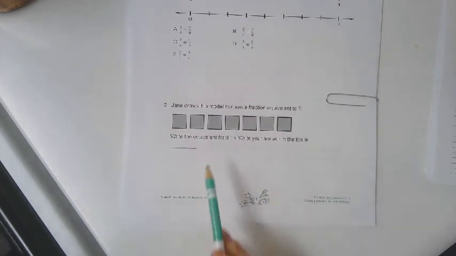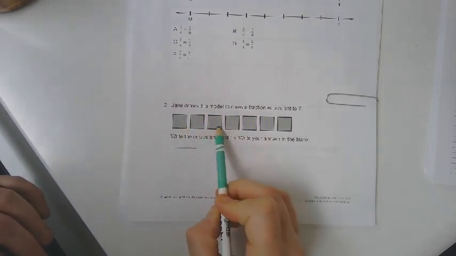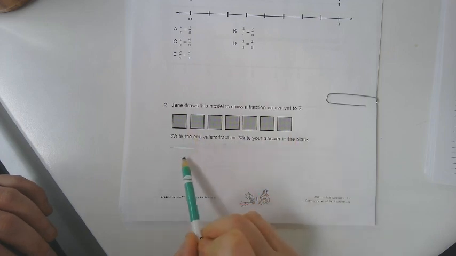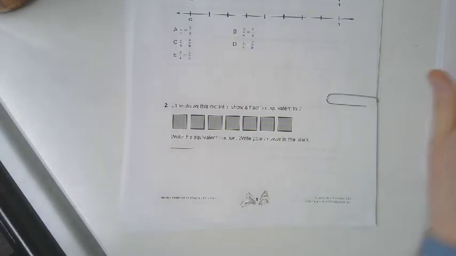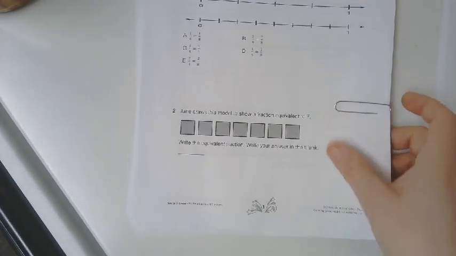Number 2. Jane draws this model to show a fraction equivalent to 7. So she drew 7 whole candy bars. And you're going to have to write that as a fraction. So remember, your denominator is the number of pieces in each whole. Pause the video and do that.